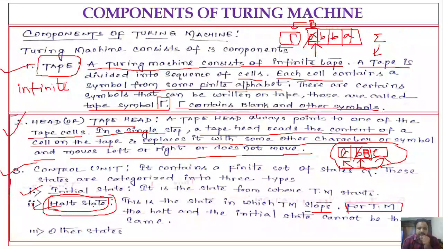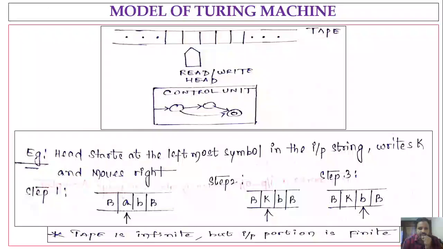Okay, and the remaining states are common, as we know: intermediate states, final states as well. So this is the model of a Turing machine. We can say it is a graphical or pictorial representation of a Turing machine. If you observe, we have the infinite tape, the tape head, which is also called the read-write head, and next we have the control unit. These are the three basic components of the Turing machine, represented in the form of a diagram.